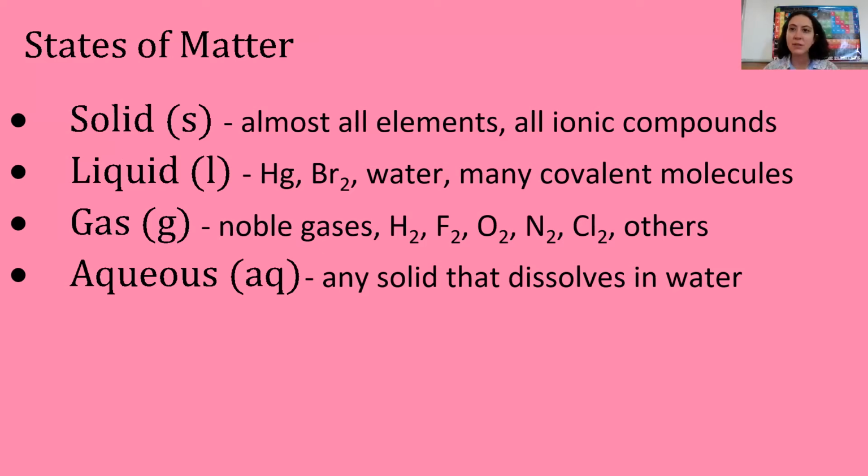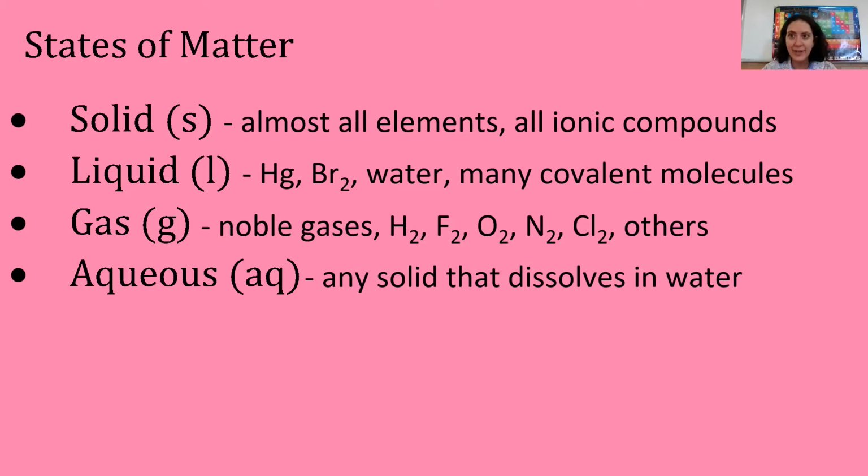most elements, almost all the elements, are solid in their natural form. So all the metals are solid. There's a few exceptions, but there's not that many. And all ionic compounds are solid. So think about table salt, that's a solid. Most ionic compounds are just like table salt, they're all solids.